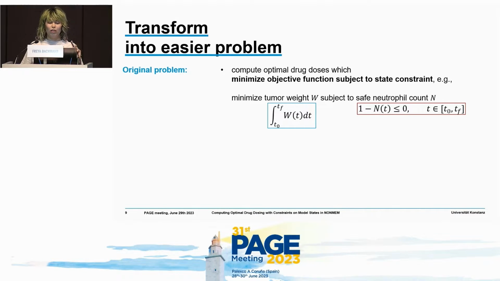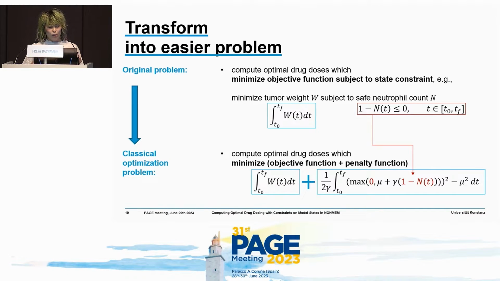So step 1 is to transform it into something easier, something that we can handle, a classical optimization problem, by adding this penalty function to the objective function. This is the penalty function. So, roughly speaking, the penalty function is 0 if the state constraint is satisfied. Then we minimize the original objective, this here, and everything is fine.